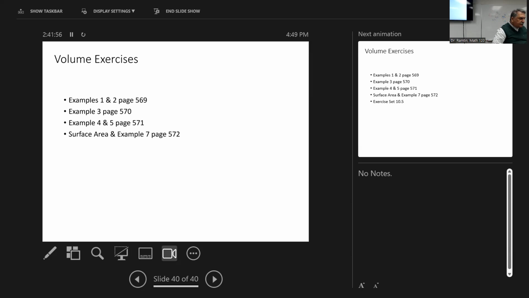Page 572, example 6. An ice cream cone is 5 inches deep, so that's the height, h, and has a radius of 1 inch. A spherical scoop of ice cream also has a radius of 1 inch. If the ice cream melts into the cone, will it overflow? Well, let's find out. We want to find the volume of that sphere and the volume of that cone.